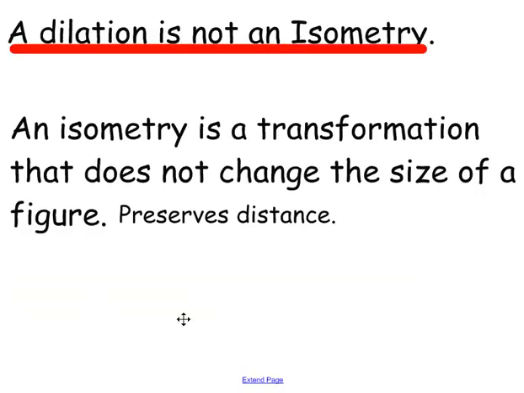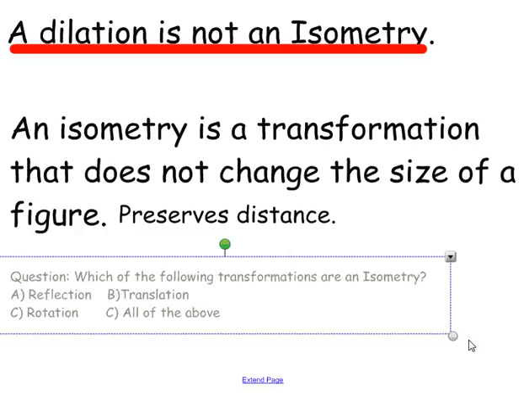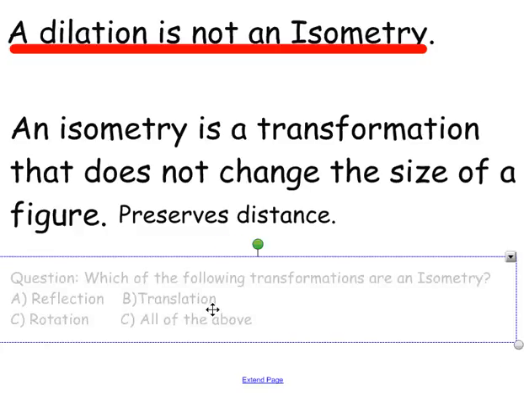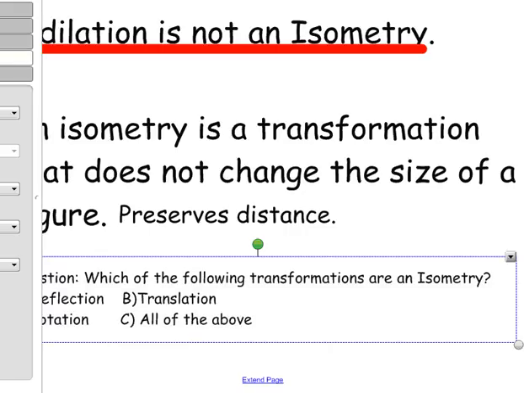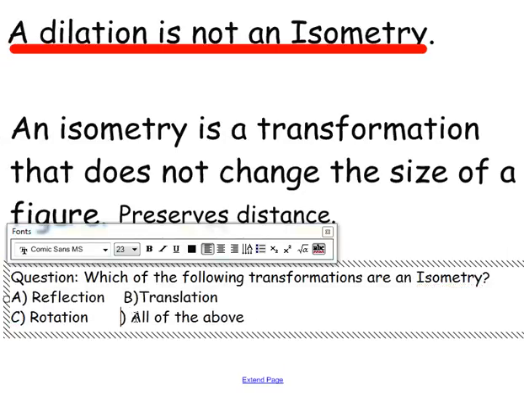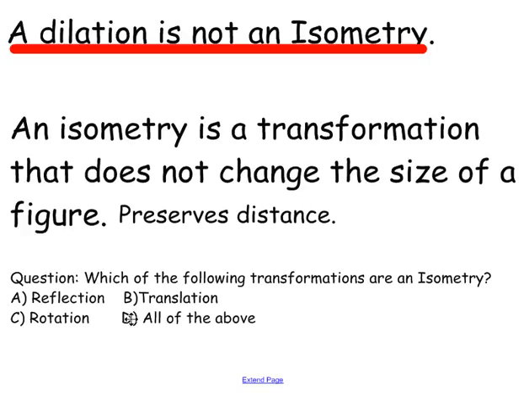All right, here's a question I want you to answer for me tomorrow, and you got to answer this if you want to get full credit for this assignment. Let me just fix this thing here. That should say D. The question says, which of the following transformations are an isometry? So make sure you have this question for me answered tomorrow.